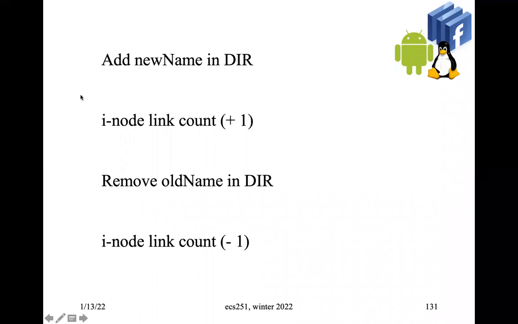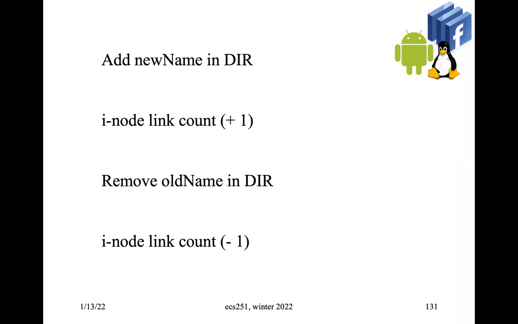Does that look okay to you? Add the new name to the directory, and then write the inode link count to the inode block, and then remove this from the directory block. So you're going to write the same directory block twice, and then you do the link count minus one. Does that look okay to you?